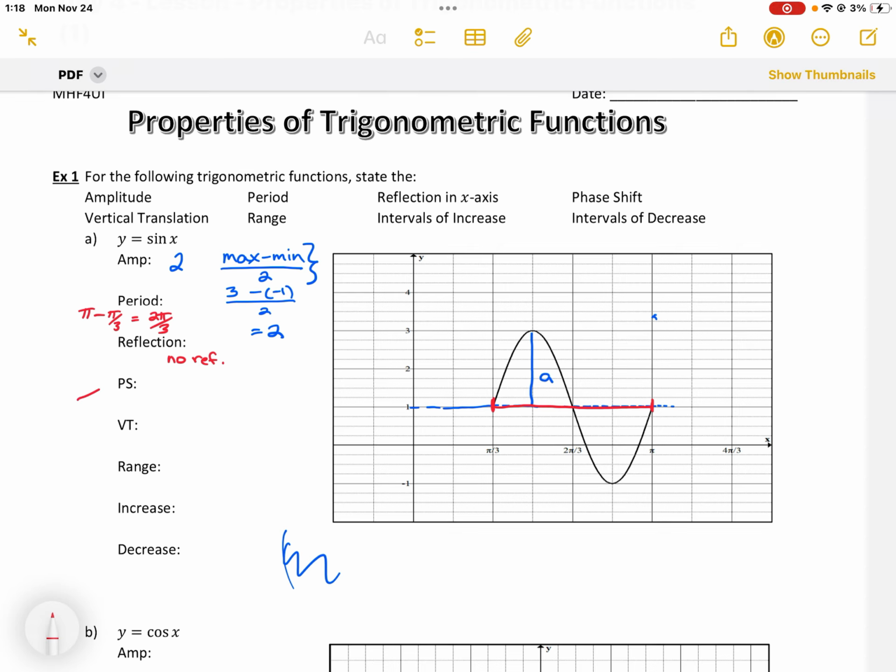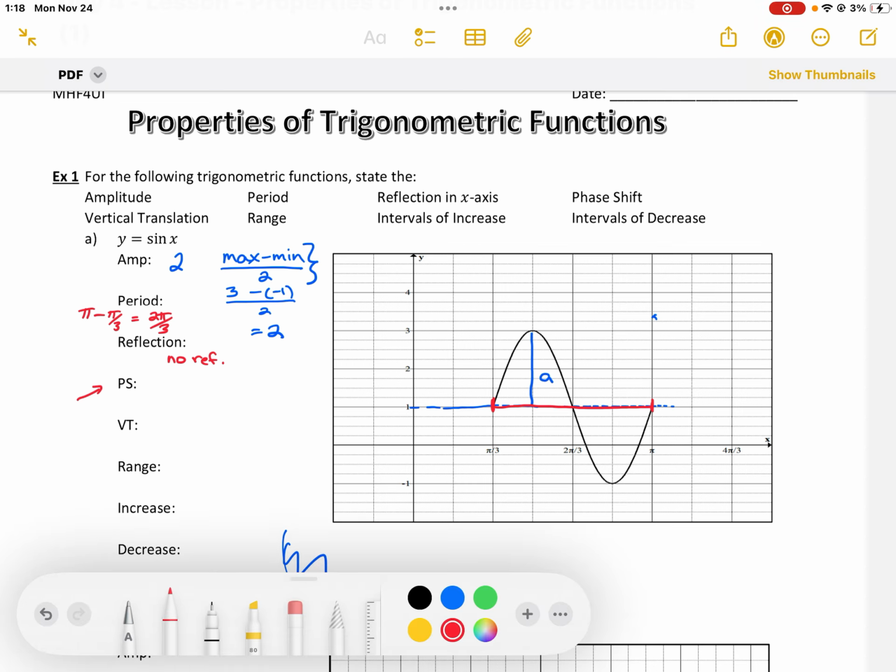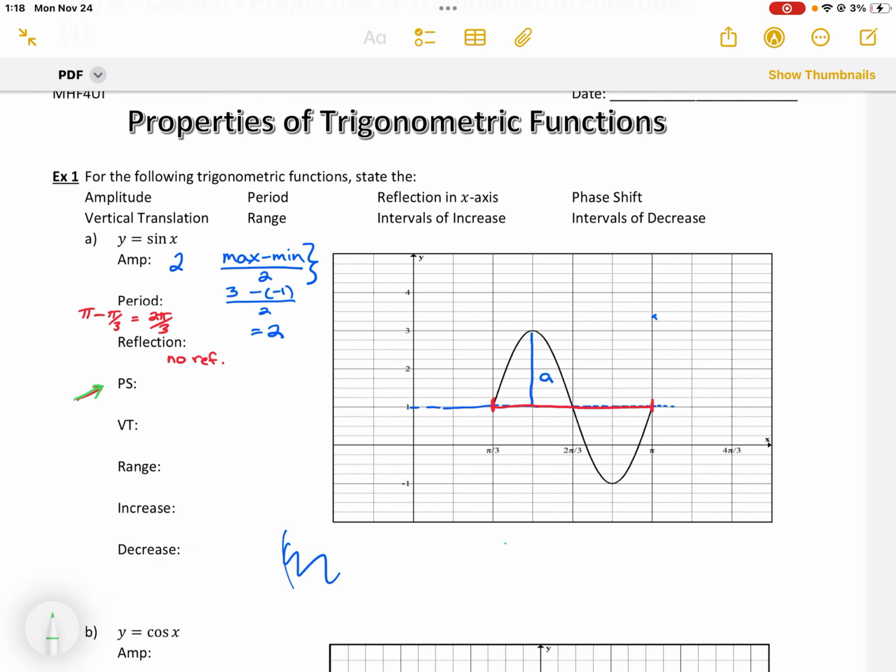My phase shift, this is like my horizontal shift. Use green for this one. And that talks about how far my graph has gone off of where my starting value is. So normally, this value here that I've circled starts right at x equals 0. It's moved by pi over 3 to the right. So that is my phase shift.